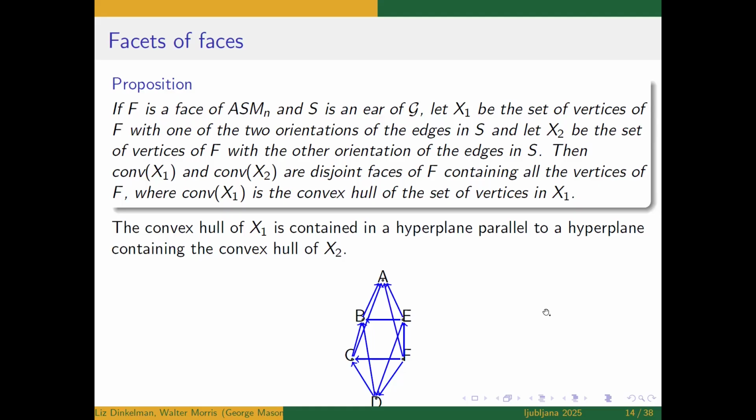So as an example, here's our octahedron. You'll see points A, B, and C. They could be X1, say, and points D, E, and F would be X2. And the hyperplane containing ABC is parallel to the hyperplane containing DEF.